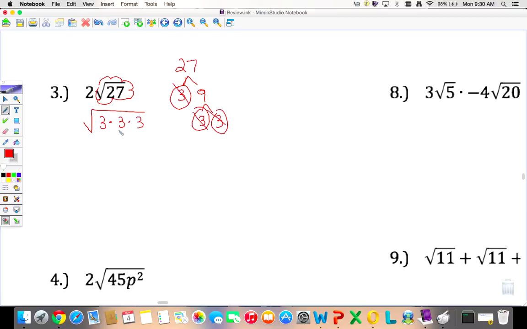So all those are done. Here's a pair of 3's. Write it down, cross it out, square root of 3. But don't forget, you have this 2 out in front. Okay, so we have this 2 out in front. So 2 times 3 is 6, and then we have the square root of 3. And that's your final answer.